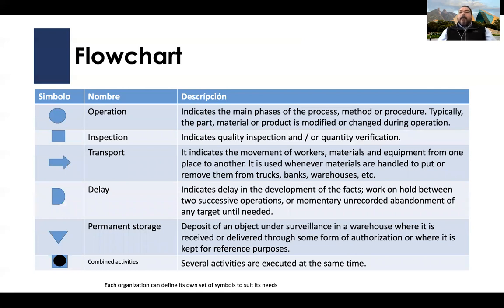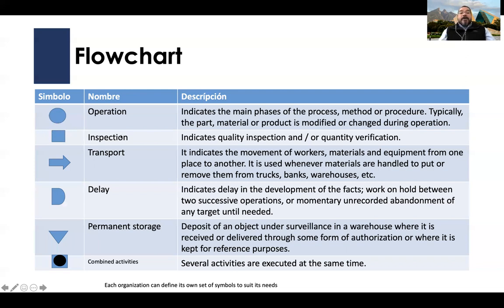Speaking of a flow chart, there's a set of symbols, of icons that we use to represent the flow of the activities. The first symbol that we have here, that it's kind of a circle, it's for operations, and it indicates the main phases of the process, methods or procedures. Typically, the part, material, or product is modified or changed during the operation. When we document the process, we mostly have operations that are going to be represented by this symbol right here.